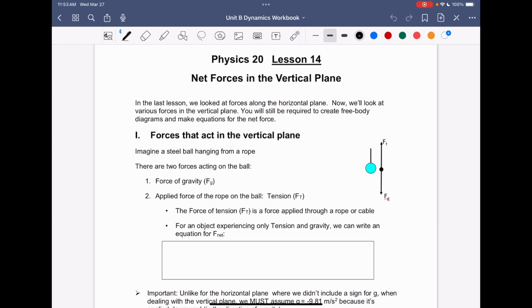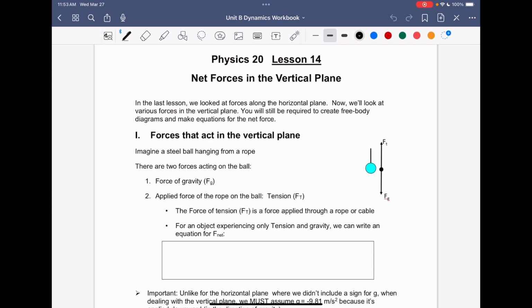And now we want to move on to lesson 14 and talk about how we think about these things in terms of the vertical plane, what type of forces are in the vertical plane, and how these problems are solved. Now, in my opinion, these problems are quite straightforward, a little bit more straightforward than even the horizontal, and you'll see why in just a second here.